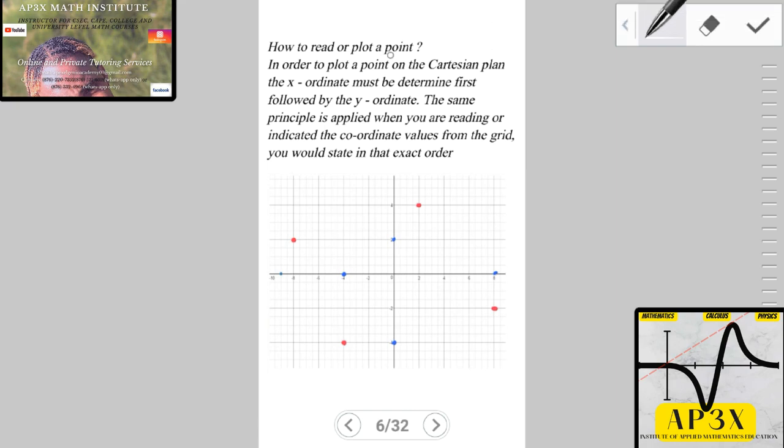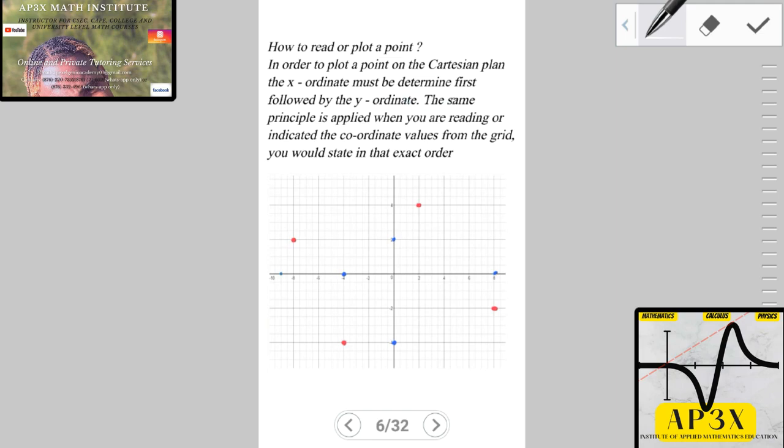All right, now prior to this we have already learned how to read the points, but we can do some more practice here. It says that in order for you to plot a point on the Cartesian plane, the x-ordinate must be determined first, followed by the y-ordinate determined second.